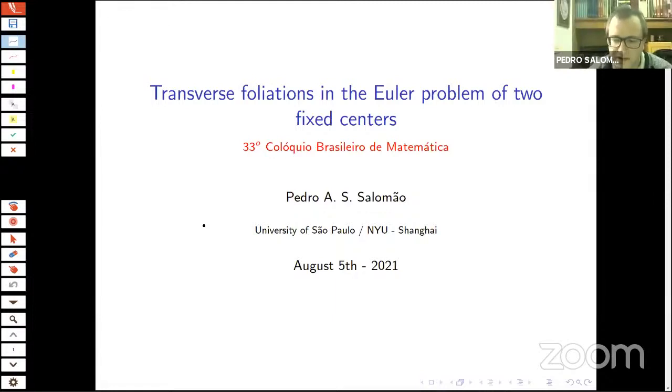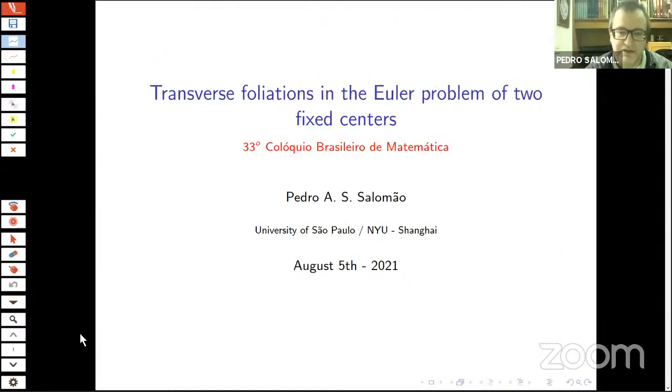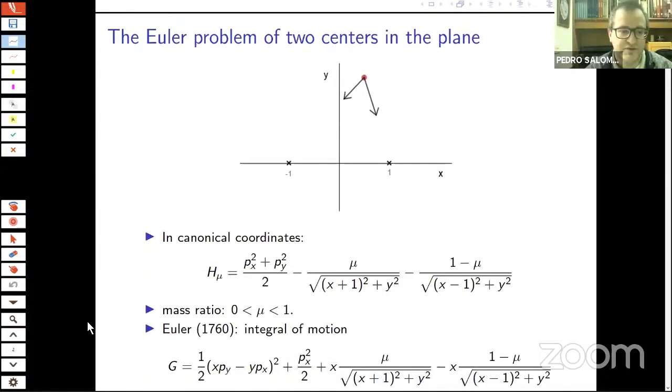I also thank the organizers for the invitation. And so I'm going to talk about this. Something is not working here, but I can use this scroll.